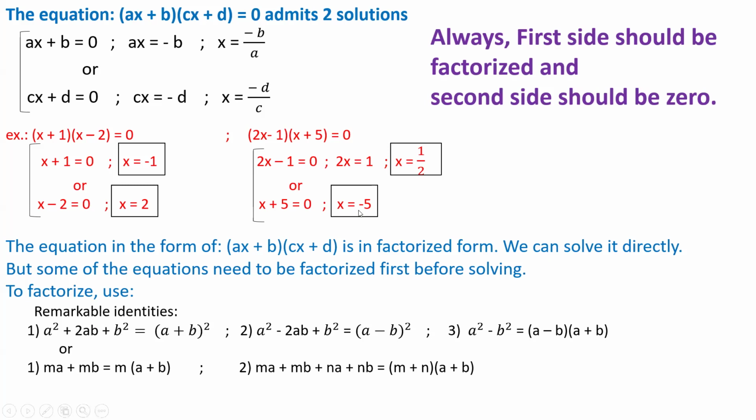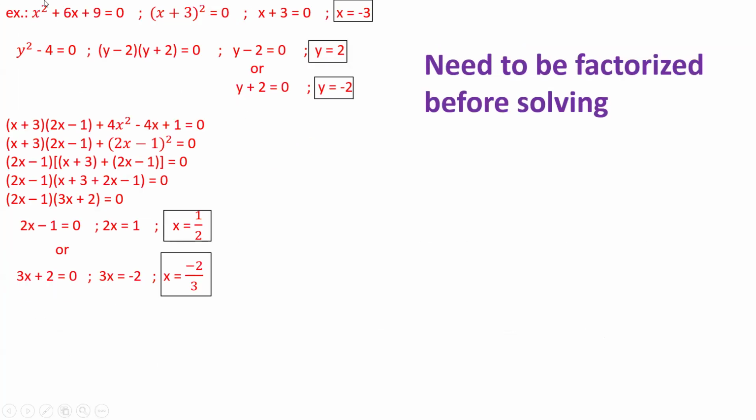Now, let me continue. For example, if we have x squared plus 6x plus 9 equals 0, the second side is 0, but the first side is not factorized. Since the first side is expanded, we should factorize it. We always ask, how many terms do we have? We have 3 terms. Is there any common factor between the 3 terms? No. So we cannot factorize using common factor. We factorize using remarkable identity. Since we have 3 terms, either we use remarkable identity 1 or remarkable identity 2. Since the second term is positive, we use remarkable identity 1.